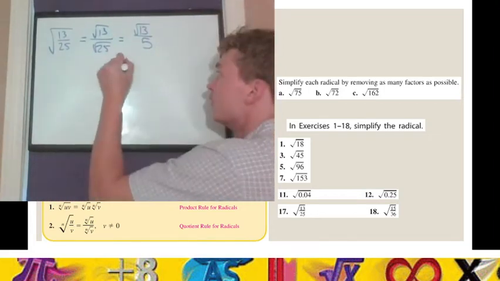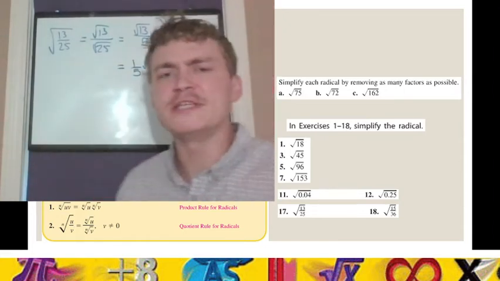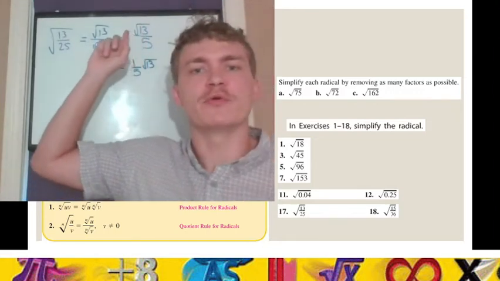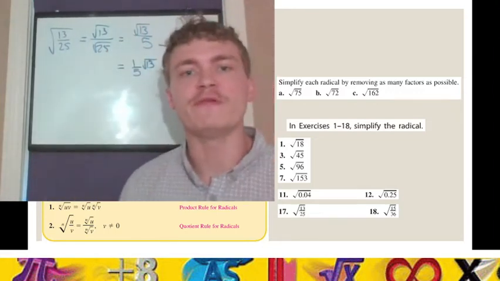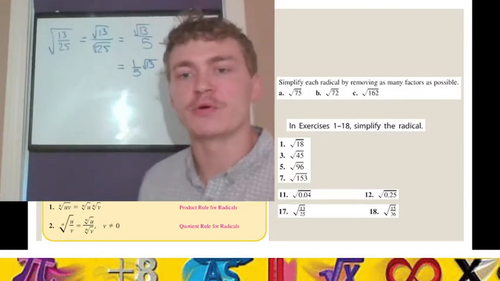If you divide something by 5, it's the same as multiplying it by 1/5. Therefore, how many square roots of 13 do we have? If we divide a square root of 13 by 5, we have 1/5 of a square root of 13. In other words, 1/5 multiplied by the square root of 13.